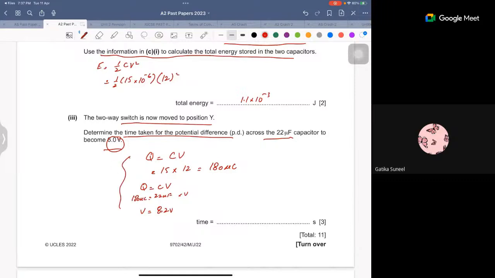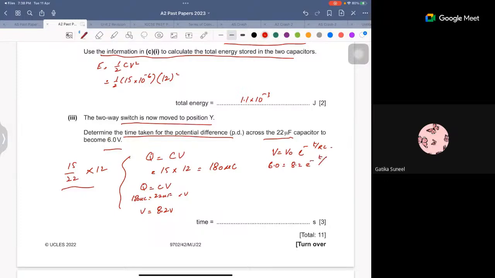The other method is you can do 15 divided by 22. That's the ratio, times 12. You can also get it this way, but that's the ratio method. If you like it, you can do it. Anyway, now we need time, so we have to use the exponential equation. V equals V naught e to the minus t over RC. So initially it has dropped to 6. This is 8.2, e to the minus, we want to find this t.